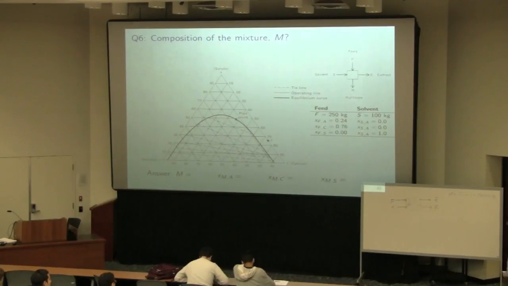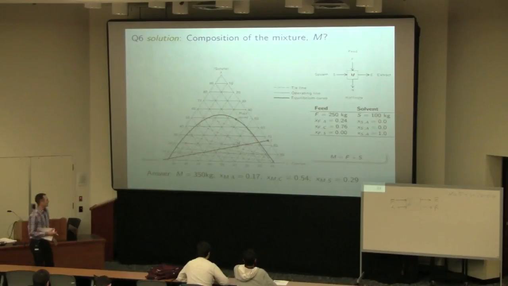Sure, 0.17. So how did we get that? Did you get it analytically or graphically? Take a look at the graphical way first and then we'll look at the analytical. Either way would get you the same answer. So connect a line between F and S, and we want to locate point M.